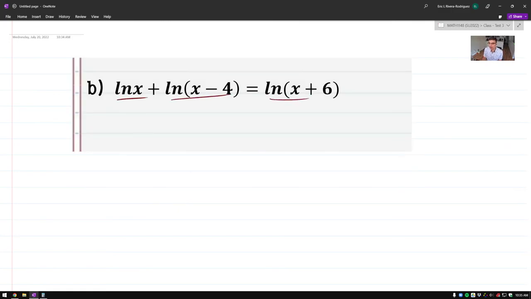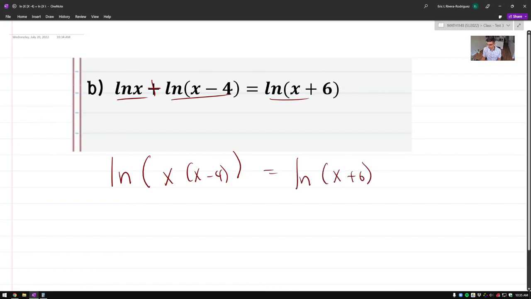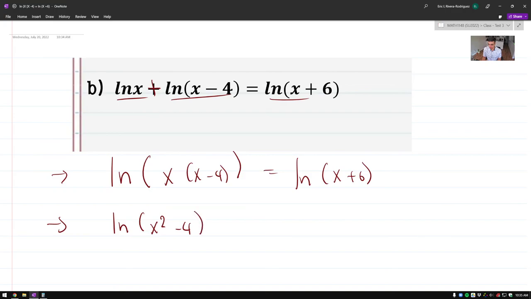All right. So we now have three logarithmic functions with the same base. They are natural log functions. The first thing we need to do is combine those three into one. I'm going to start with the left side, seeing they are being added together. So I have natural log of x times x minus 4 equals natural log of x plus 6. This is natural log of x squared minus 4x equals natural log of x plus 6.